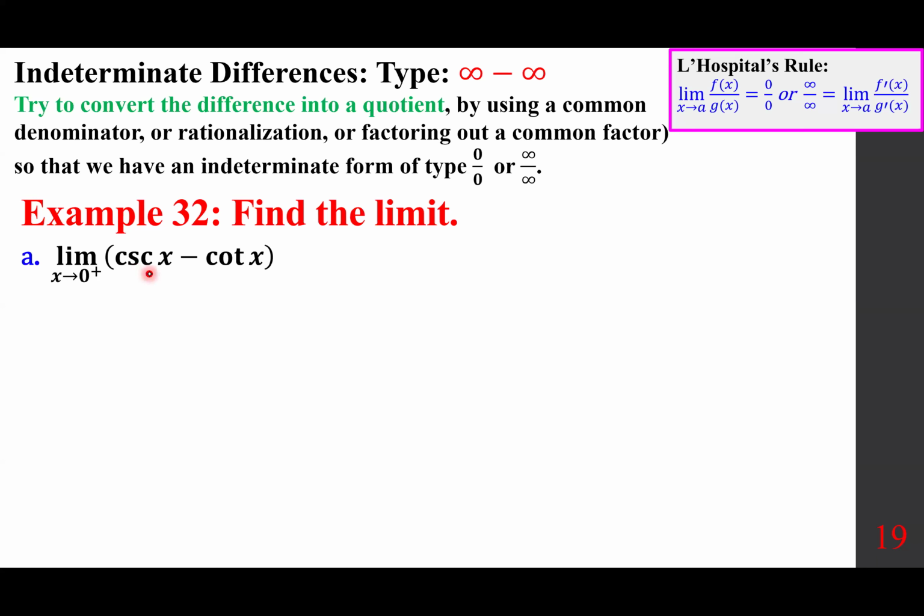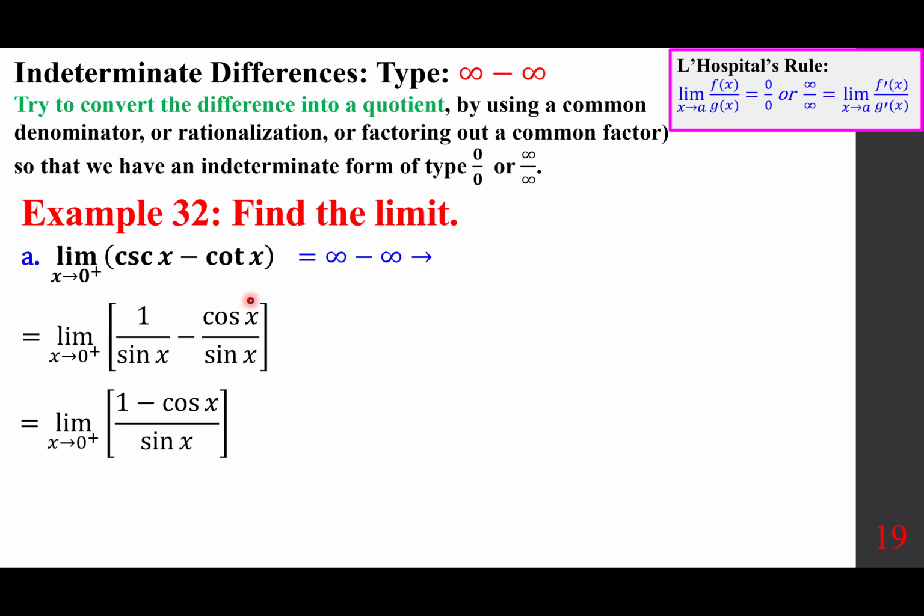If you plug in, you get cosecant of 0, which is 1 over 0, which is infinity, the 0 from the right. And cotangent is also infinity. So you get infinity minus infinity if you were to plug in. But write them as cosecant becomes 1 over sine, cotangent becomes cosine over sine. And now you write them as fractions. You can see the common denominator is sine x. The numerator is 1 minus cosine x.